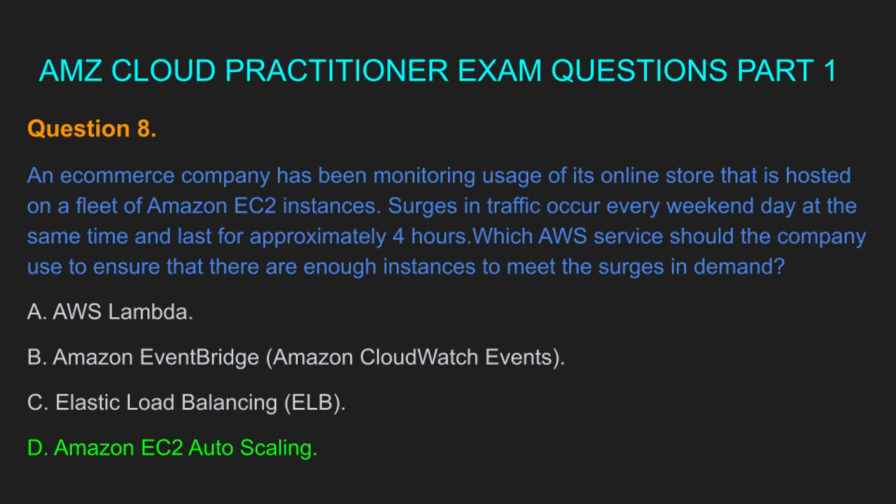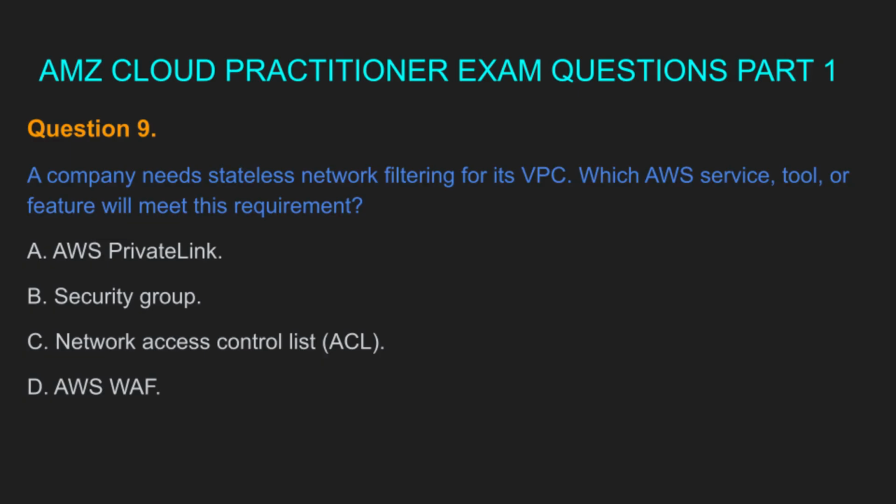The answer is D. Amazon EC2 Auto Scaling, which is a service that enables the company to automatically scale the number of Amazon Elastic Compute Cloud, EC2, instances in its application up or down, in response to changes in demand. The company can use auto-scaling to ensure that there are enough instances to handle the surges in traffic that occur every weekend.